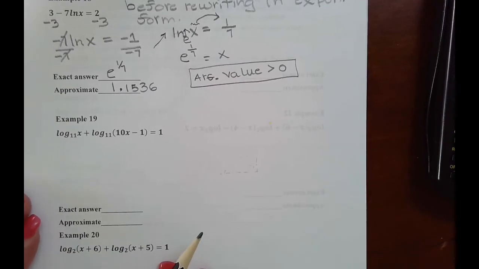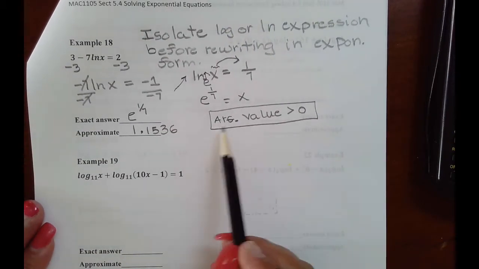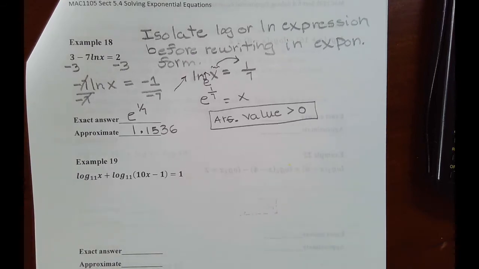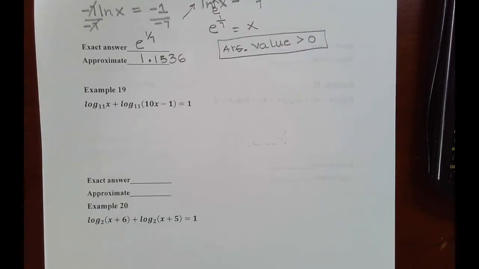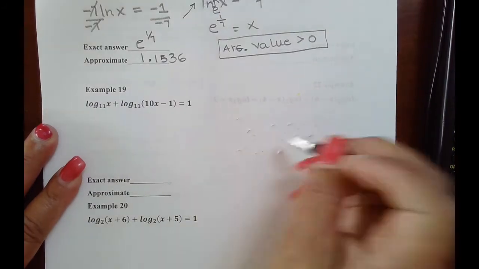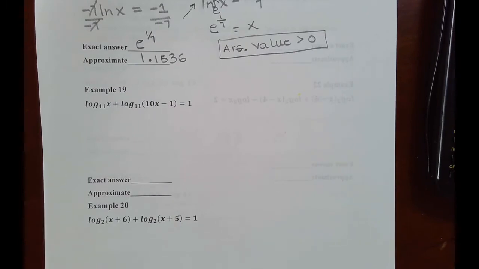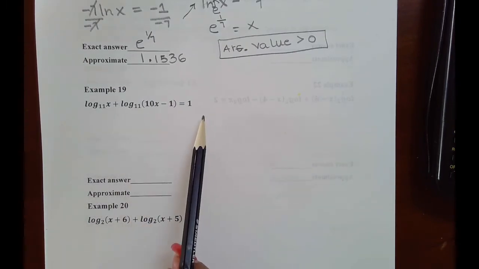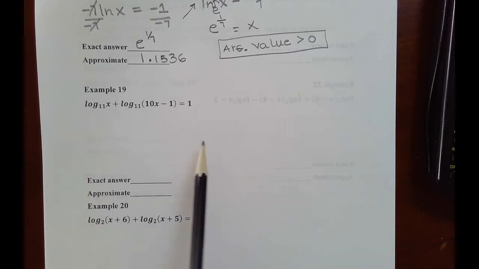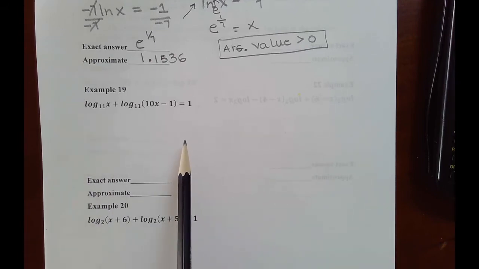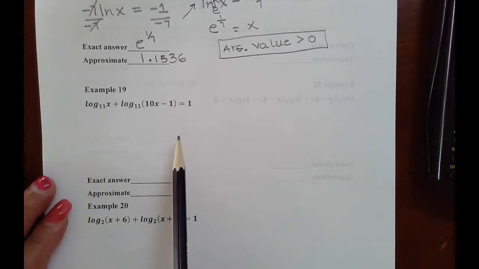In example 18, we already talked about how this argument value is greater than 0. And then moving to number 19, we have log of x plus log of 10x minus 1 is equal to 1. For the first time in this problem, we actually have 2 logs, but no log on the other side. The key is not to have log on both sides, because then you're jumping into a different method for solving, and we'll get to those.